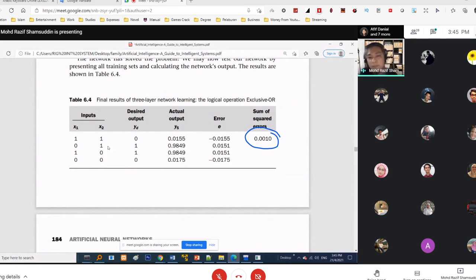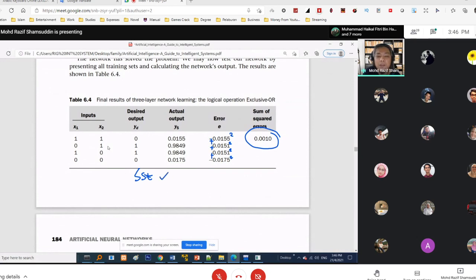So what is sum of square error? Similar to what the name says, you simply square the error, error to the power of 2, and then you sum it up. Add them all together, so you get the sum of square error.